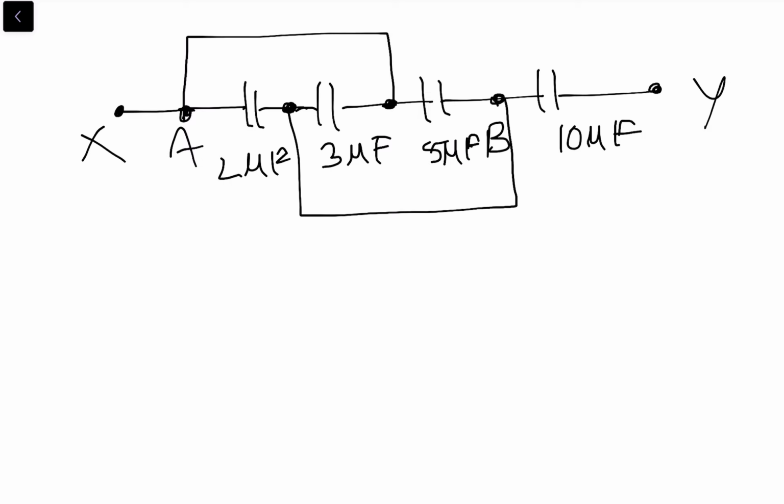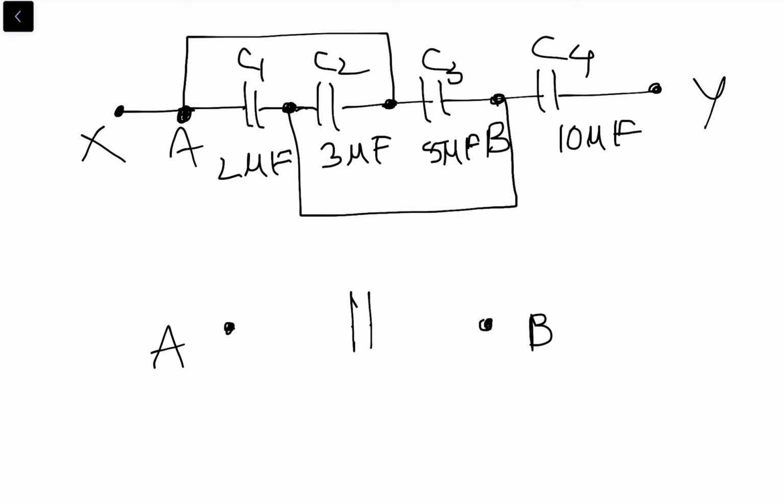So what I tell you is redraw the circuit in a simple way. Just put two dots A and B. Put some names for these capacitors, C1, C2, C3, C4 you can take. Now if you can see, one plate of C1 is connected to the junction A. So take C1 here, put these points as A and B.